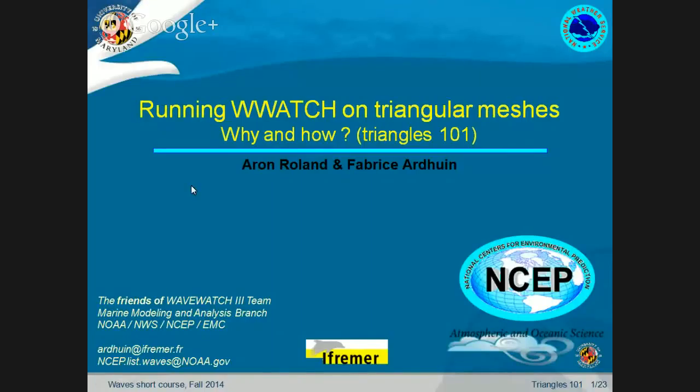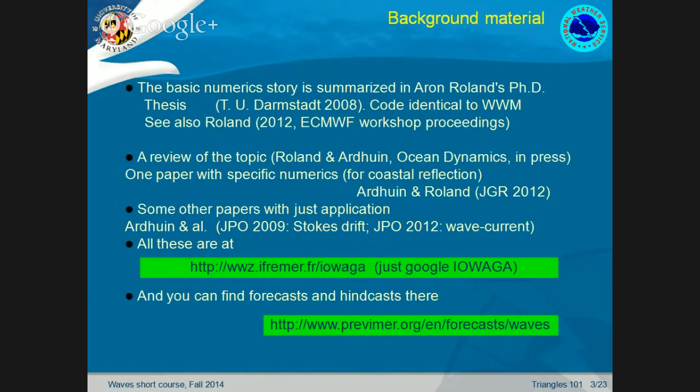And so I'll show you a few things about triangles and how it works, and then the meshing. I already talked a bit about the numerical scheme, so maybe I should have talked about that before, but why we use triangles and how we do it. But that's basically this. You can find more details in Aaron Roland's PhD thesis, and there are also some proceedings from a workshop at CNWF. We have a paper, it's not in press, not published, and some other stuff we did for the causal reflection.